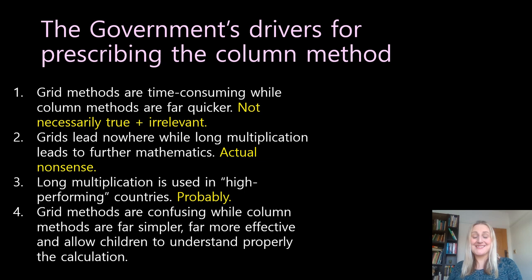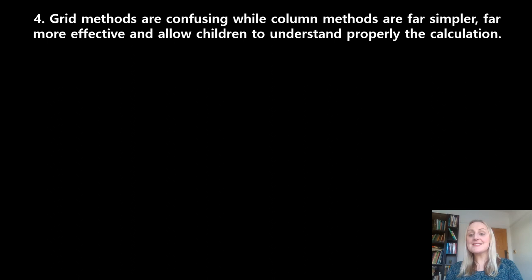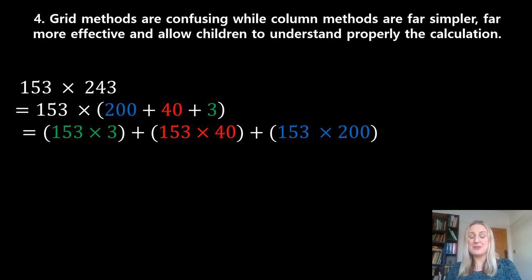Now let's have a look at a calculation. Let's think about 153 times 243. It's quite a lot to do here because it's three digit by three digit. So what we're really doing is 153 multiplied by, and we've partitioned that 243 into 200 plus 40 plus 3, and then we're going to multiply each part separately. So we're going to have three lots of 153, 40 lots of 153, and 200 lots of 153.